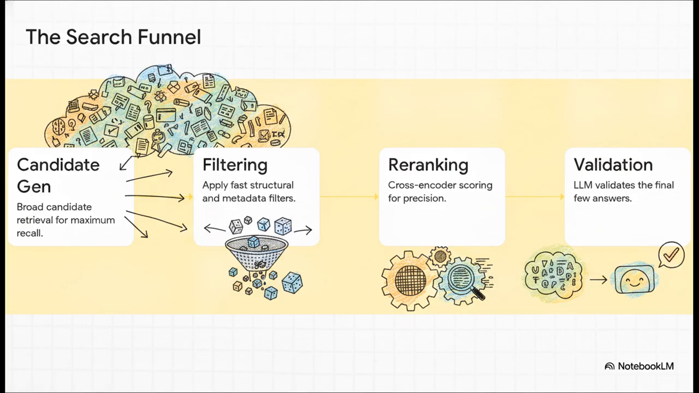Step 1 is all about cheap, broad candidate generation so we don't miss anything. Step 2 applies really fast metadata filters. Step 3 brings in the heavy lifter, the cross-encoder, to re-rank that smaller pool of candidates. And finally, Step 4 uses an LLM to validate those final few answers.